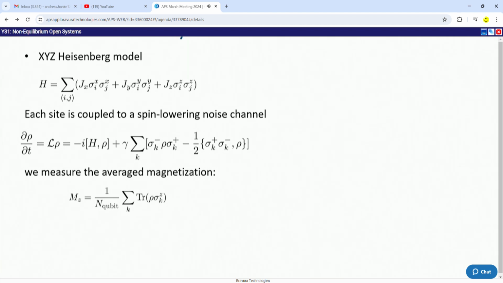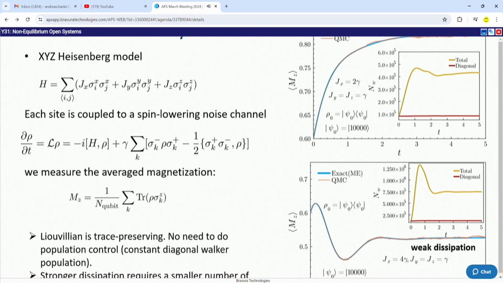And what we are measuring is the average site magnetization. And then we compare our results with the exact solution from the master equation. We just try two different cases. For all of our simulations, we set the dissipation rate gamma to be 1, and all of the other units are expressed in terms of the dissipation rate.